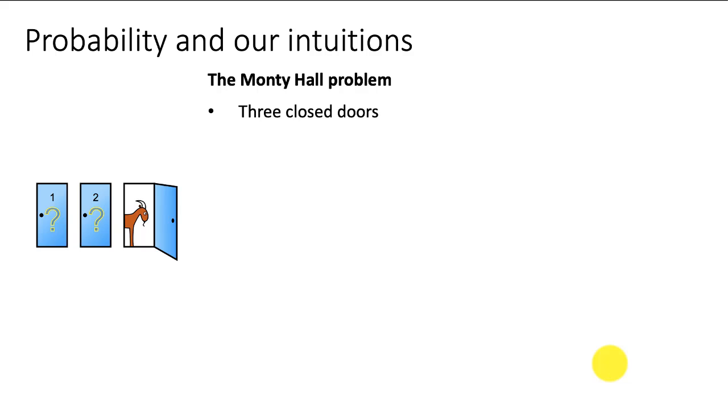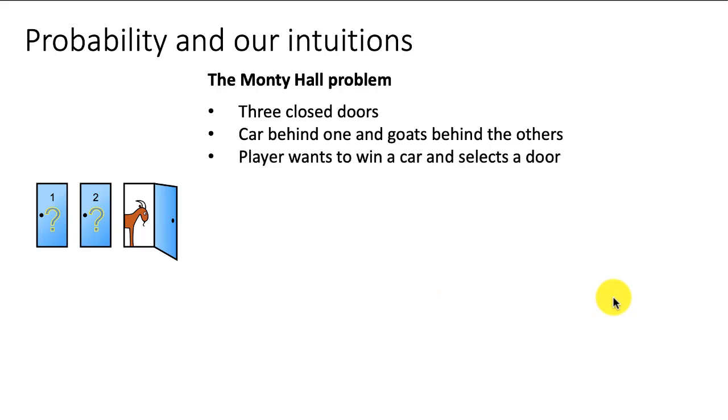So you've got a game show host and you've got a participant, and in front of the participant are 3 doors. All the 3 doors are closed. But the scenario is that one of the doors has a car behind it, and the remaining 2 doors have goats behind them. So of course all doors are closed. One door has a car behind it. The remaining 2 doors have goats behind them. And of course the player wants to win the car.